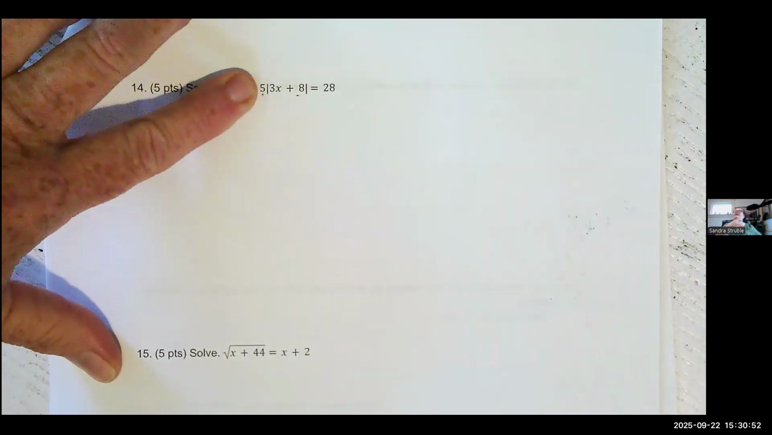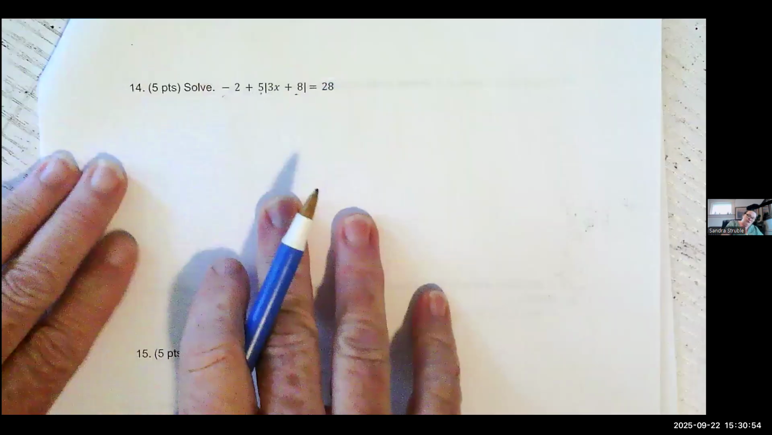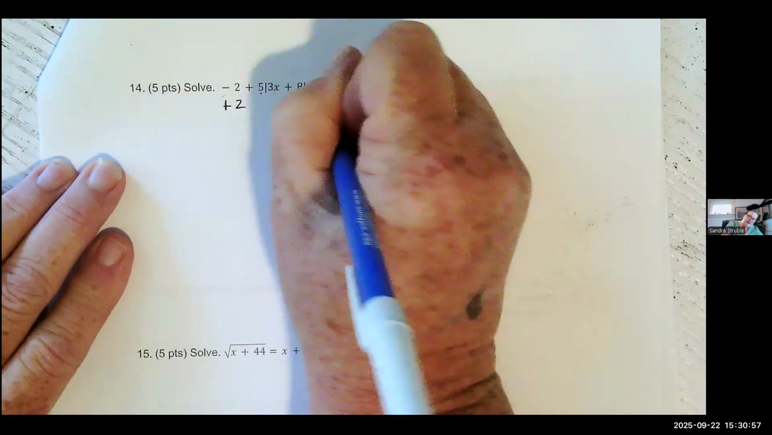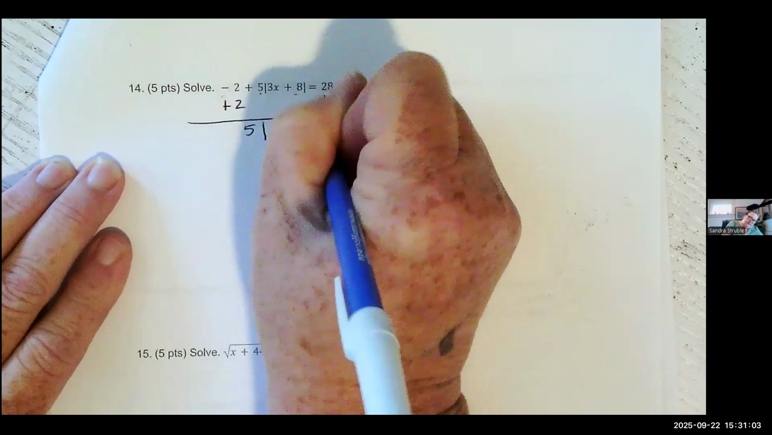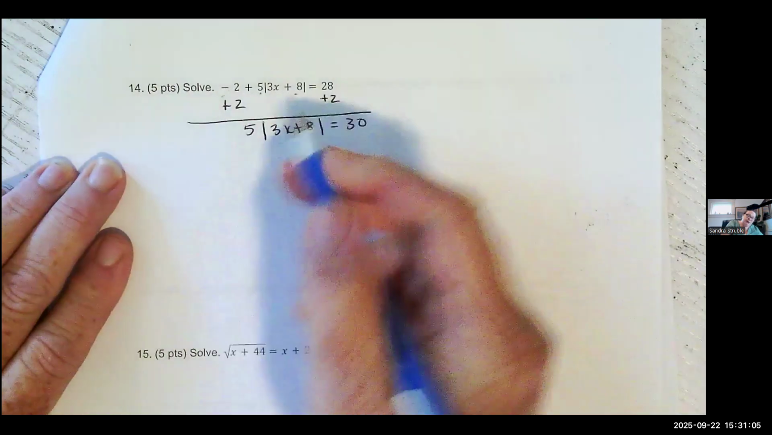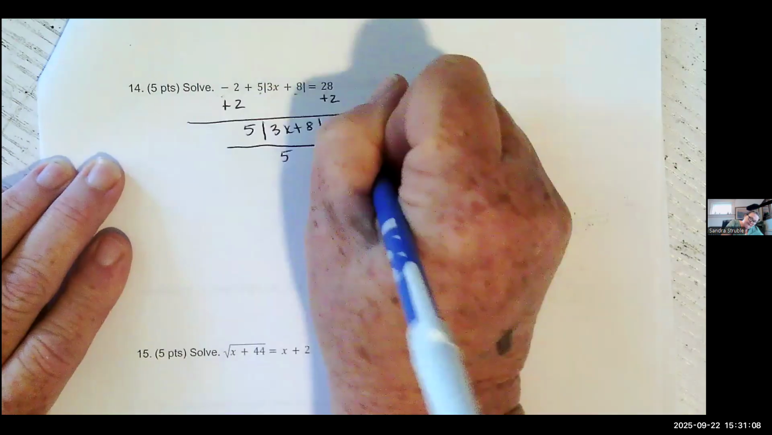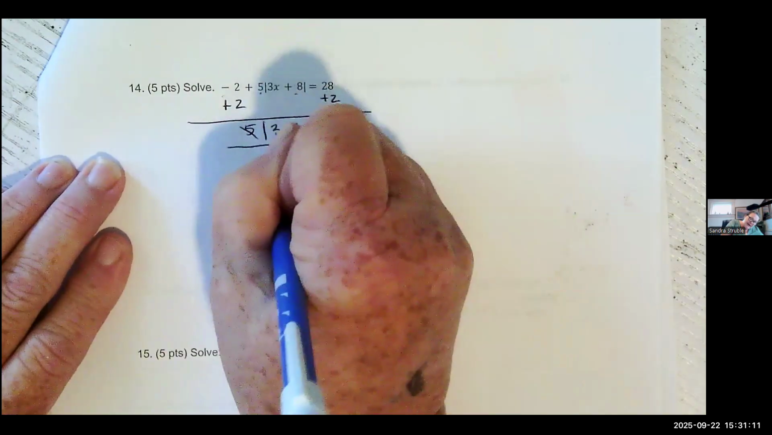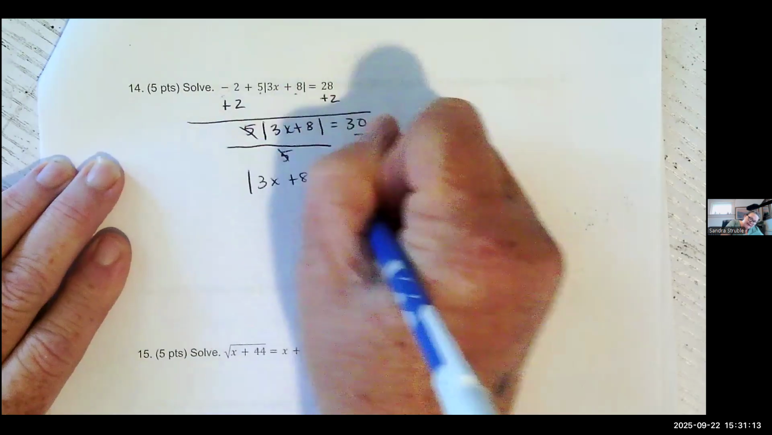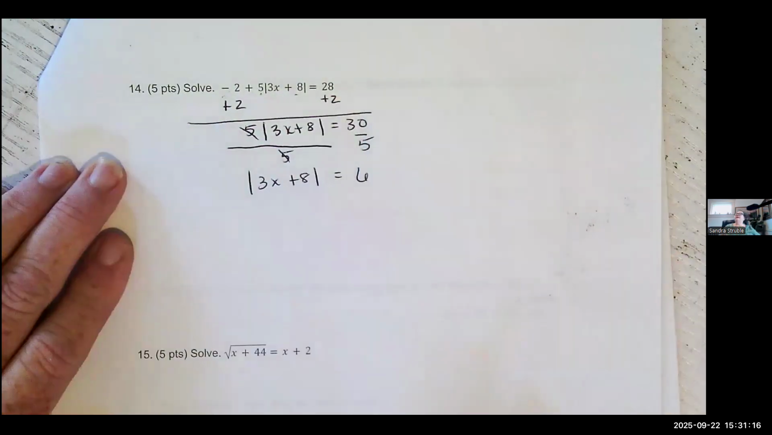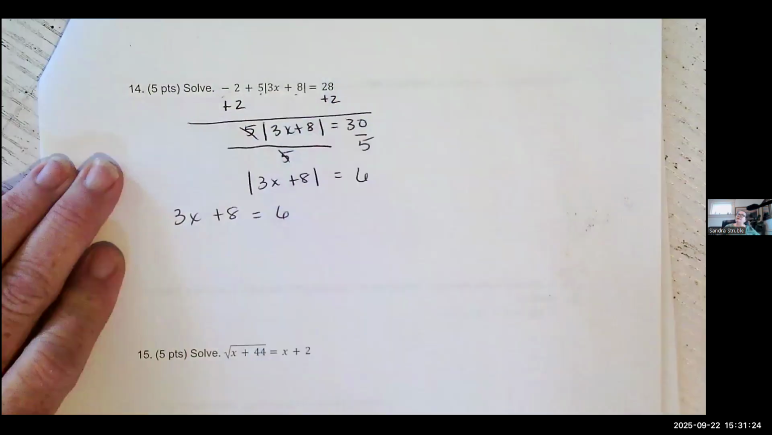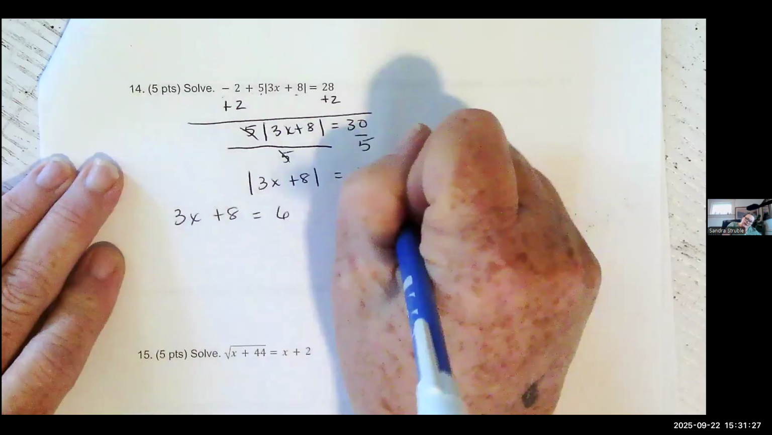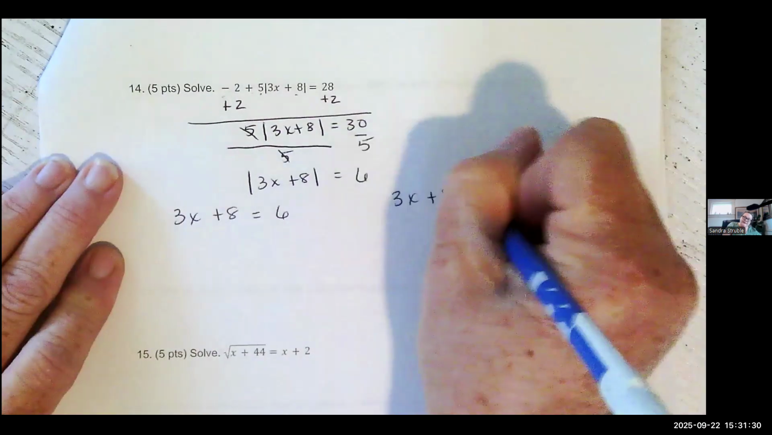So what we need to do is start getting rid of these things on the outside. I'm going to add 2 to move it over to the other side. Let's just get rid of it. 5 is attached by multiplication, so I'm going to divide both sides by 5. Gone. And I still have my absolute value of 3x plus 8 is equal to 6. To get rid of the absolute value, you have to separate into 3x plus 8 is equal to 6, exactly as it's written without the absolute values. And then 3x plus 8 is equal to negative 6.